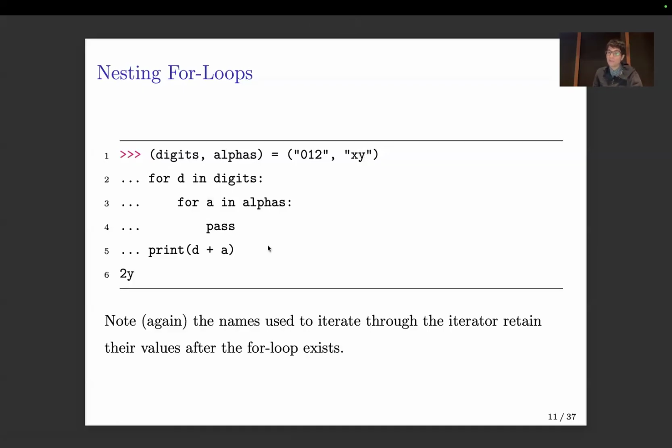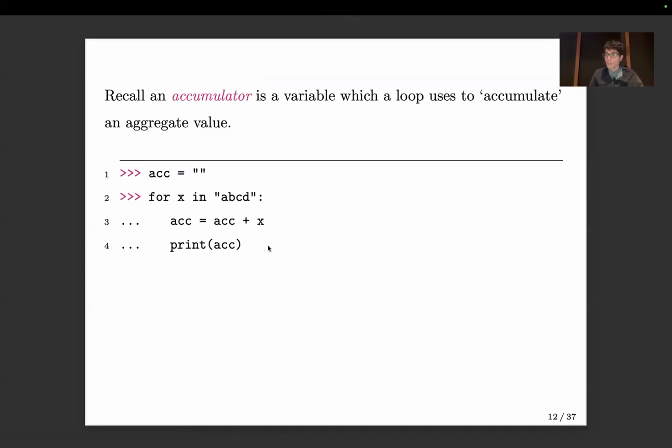So note again, the names used to iterate through the iterator retain their values after a for loop exits. And that's very useful. Okay, so now we're just going to do some practice with for loops, because I think that's really how we're going to learn how to utilize them properly.